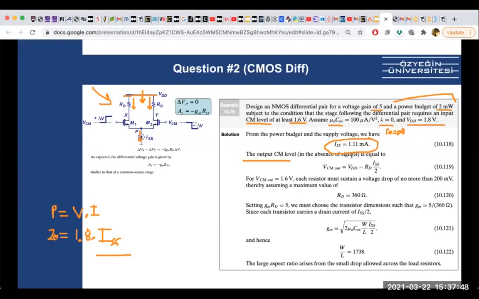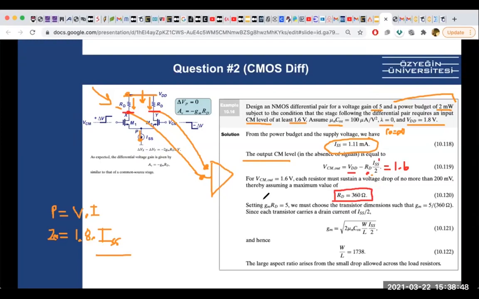And because we found ISS, we can easily find the output common mode level, which is VDD minus RD times ISS over 2, right? It's saying that the stage following the differential pair requires a common mode level of at least 1.6. So the other amplifier we connect here requires a 1.6 volt common mode here, which means the output of this first amplifier, DC wise, should be at 1.6. So if this is 1.6, we know VDD, we know ISS over 2, so we can find RD. So we did find RD, and then we need to find gm.